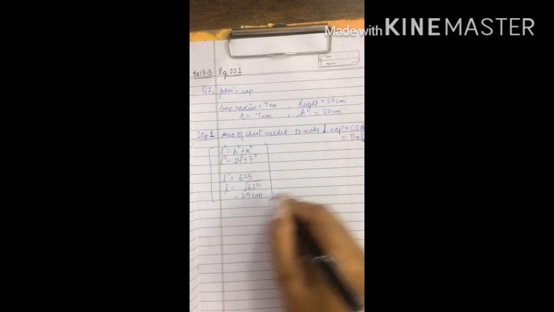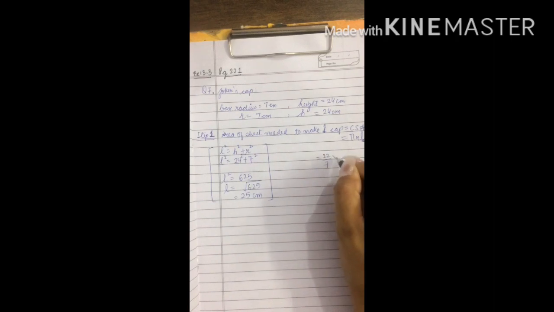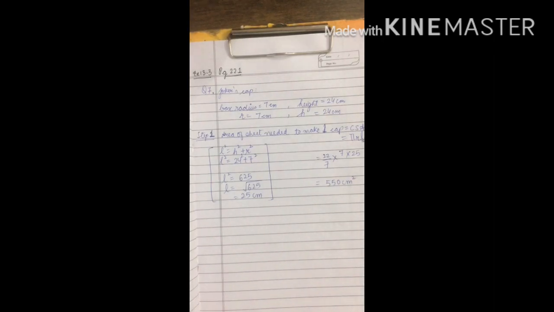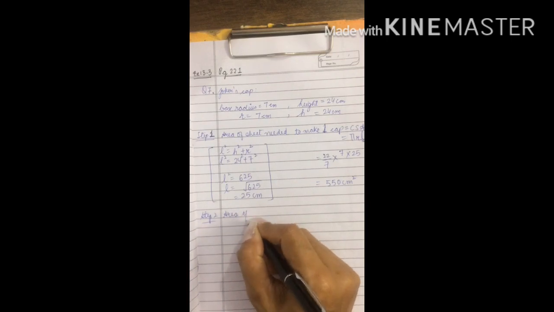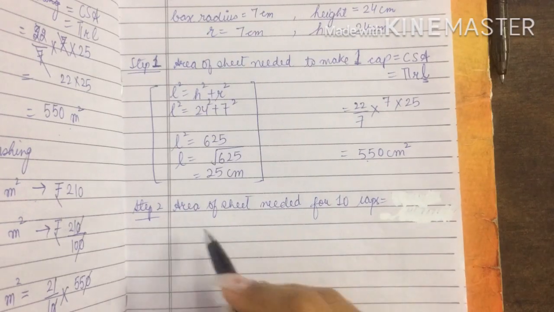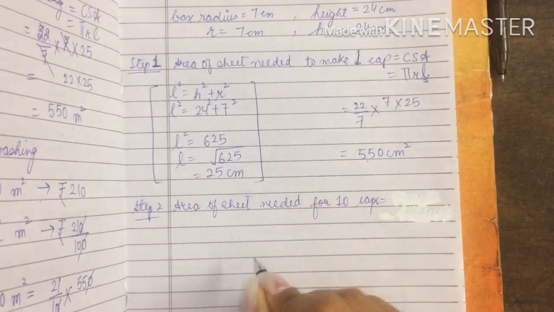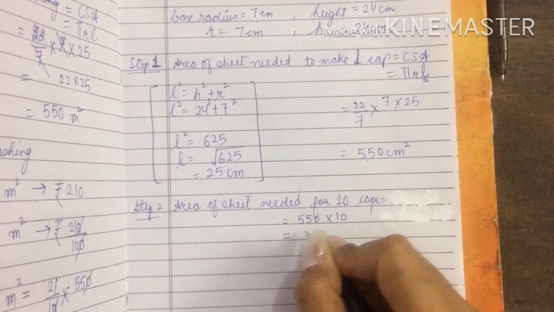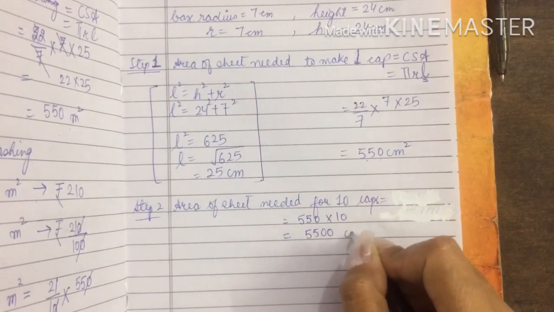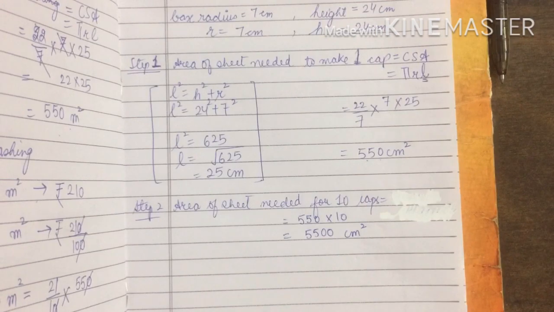Let's use the values of L and R to obtain the curved surface area. The radius is 7, the slant height we calculated is 25. So this comes out to be 550 centimeter square. Now from here, find the area of sheet needed to make 10 caps. That will be the area of sheet needed for 1 multiplied by 10. So the answer comes out to be 5500 centimeter square. This is the answer for question number 7.